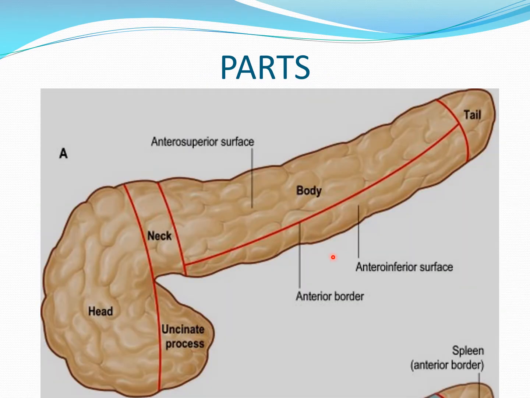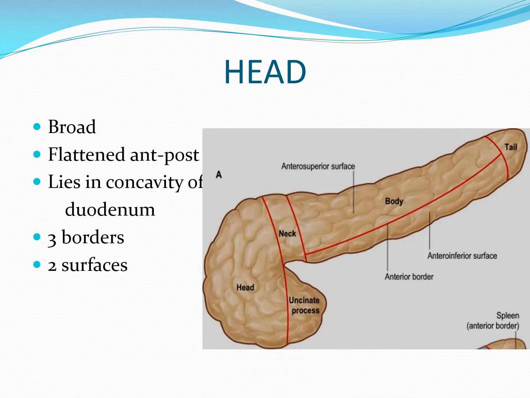Now you see another diagram showing the parts of the pancreas. This process is called the uncinate process. This is the head of the pancreas. This lower small part is called the neck of the pancreas. This is the body of the pancreas, divided into an anterior border, anterior superior surface and anterior inferior surface. This small part on the left side, where the hilum of the spleen is located, is called the tail of the pancreas.